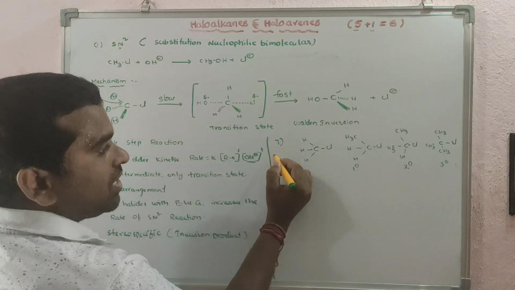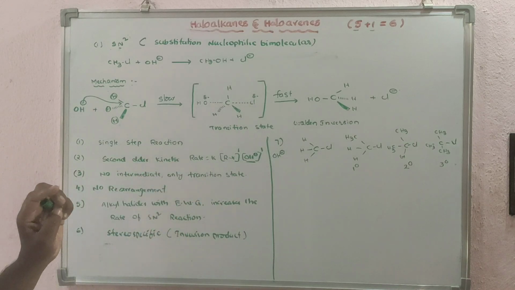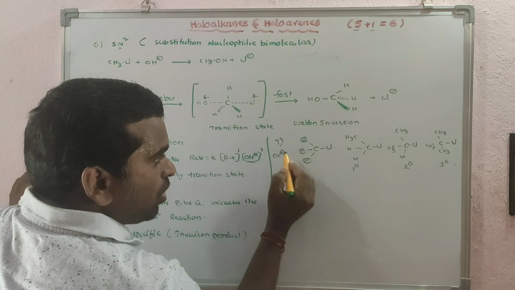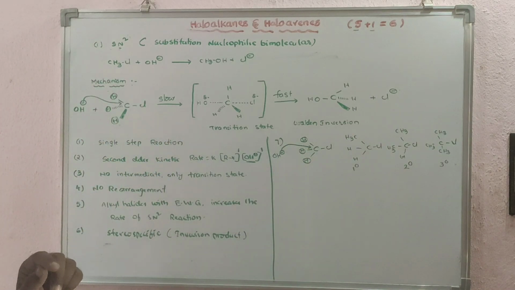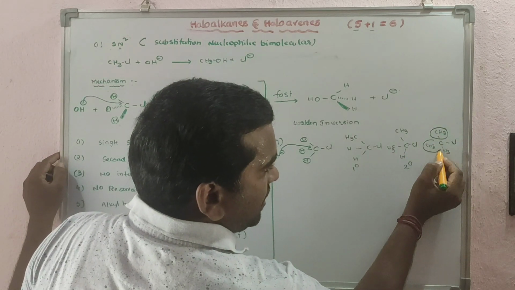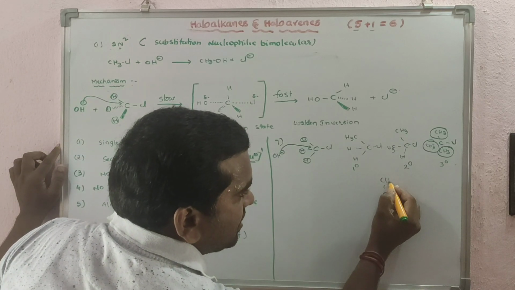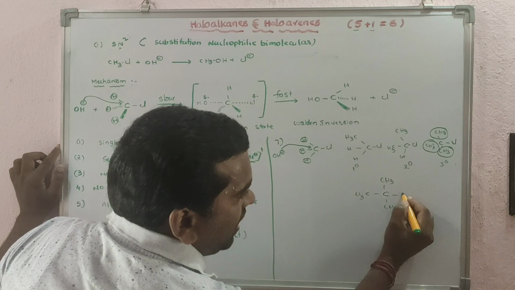Now, which attack takes place here? OH minus ion attacks the carbon of the alkyl halide. From which side? Back side. So here, these are very small groups, so it can easily attack. Clear? But if you consider CH3, CH3 and CH3, the tertiary alkyl halide I am discussing, with Cl.